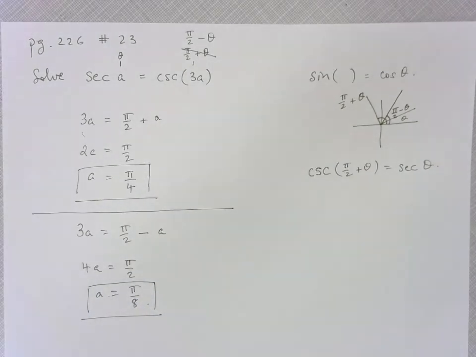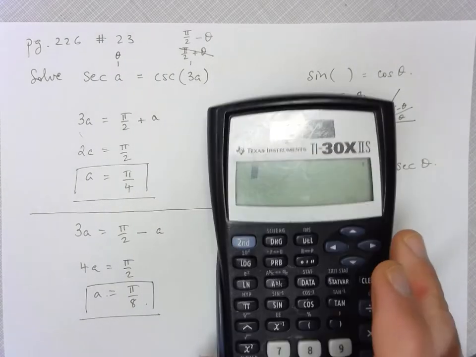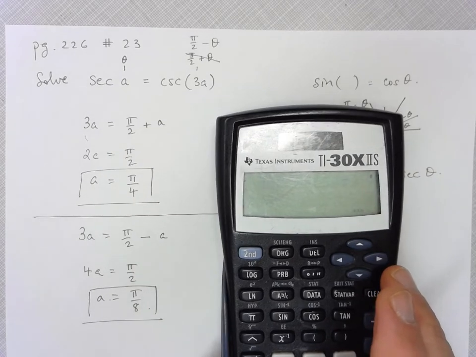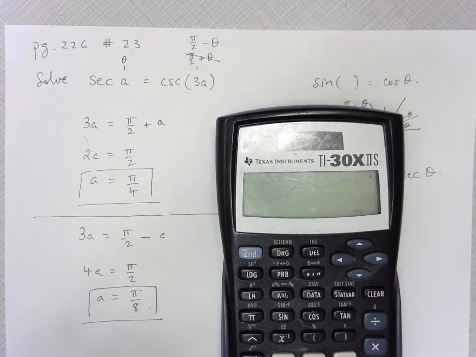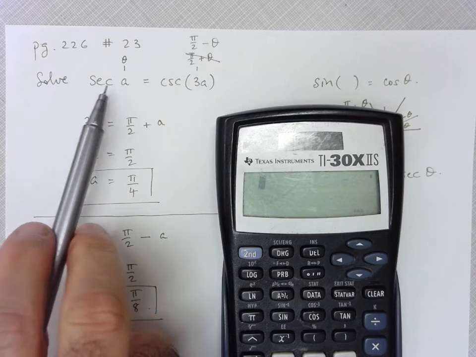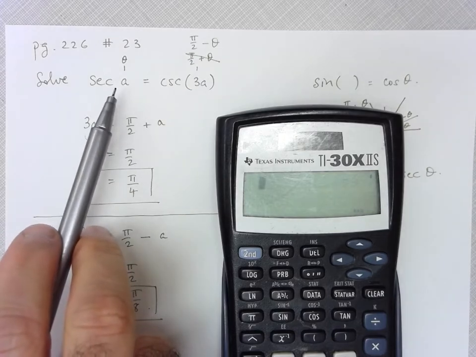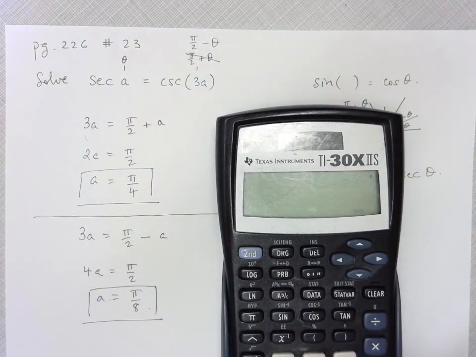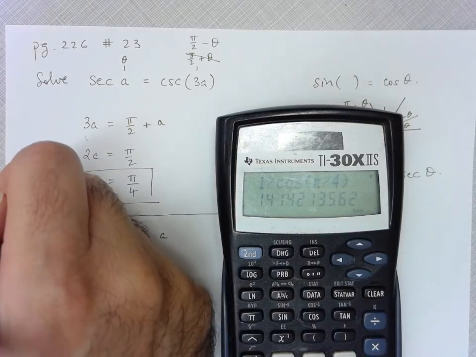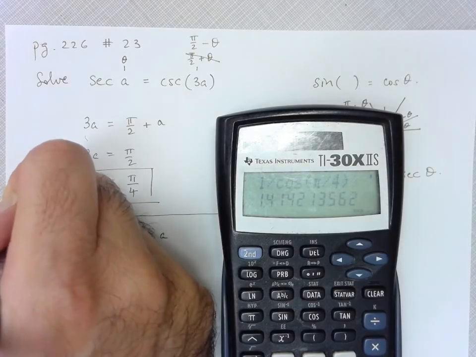Okay, so just to check that we do indeed have the right answers, let's actually check both sides of the equation. Let's start with the pi over 4. So secant of pi over 4 would just take 1 over cosine. So 1 divided by cosine of pi divided by 4. Of course, make sure your calculator's in radians. And here looks like we got 1.414. So on one hand, I got 1.414.